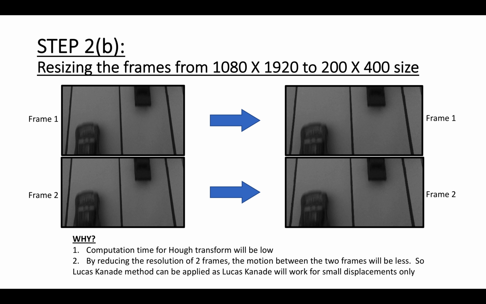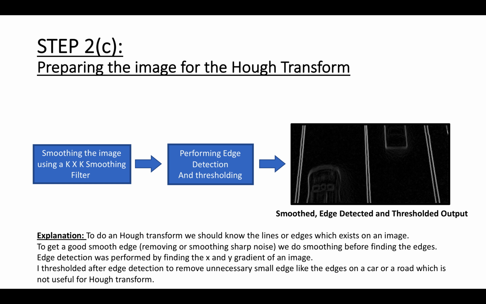I resized the original images from 1080 by 1920 to 200 by 400. There are two reasons for this. The first is that the computation time for the Hough transform was very low. And by reducing the resolution of the two frames, the motion between the corresponding pixels of the two frames will be less, so we can apply the Lucas-Kanade method. As we know, the Lucas-Kanade method is fruitful only for very small displacements.